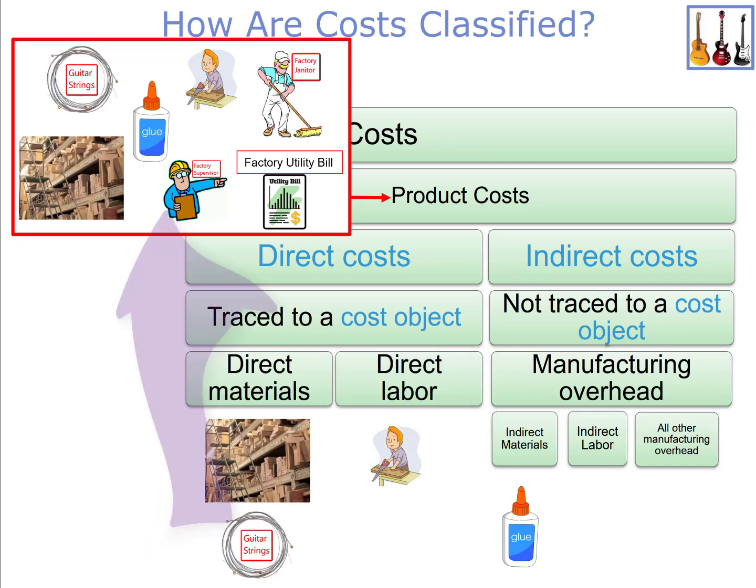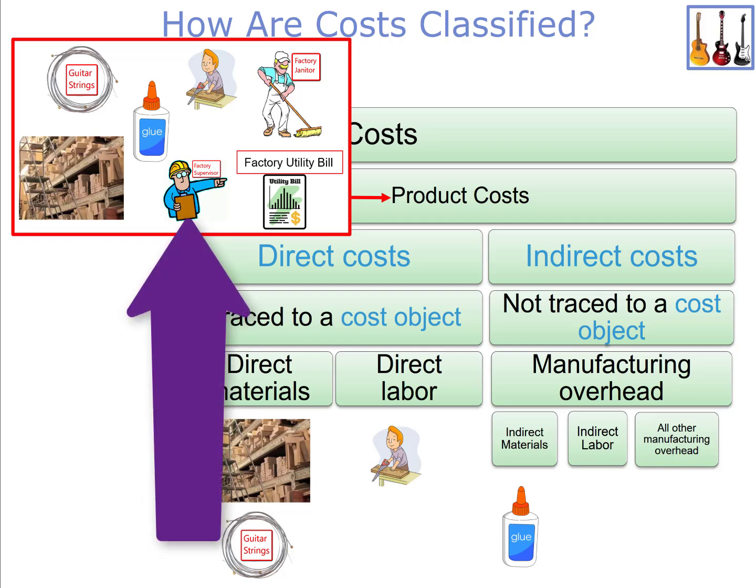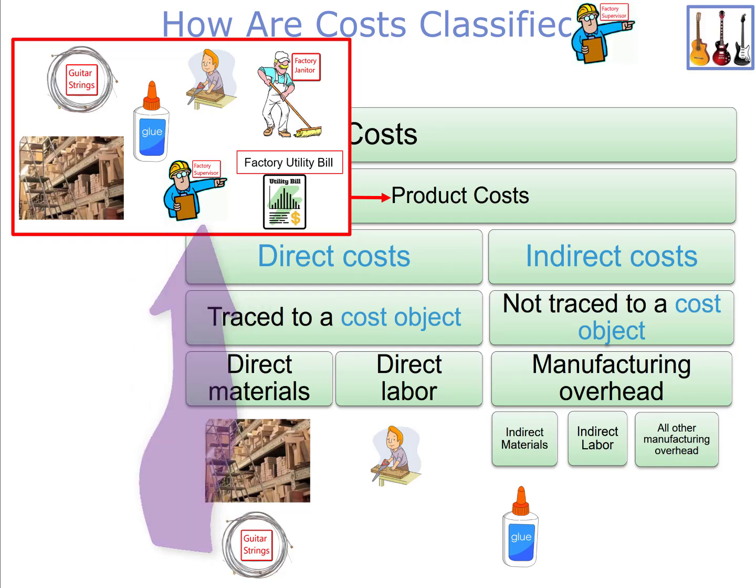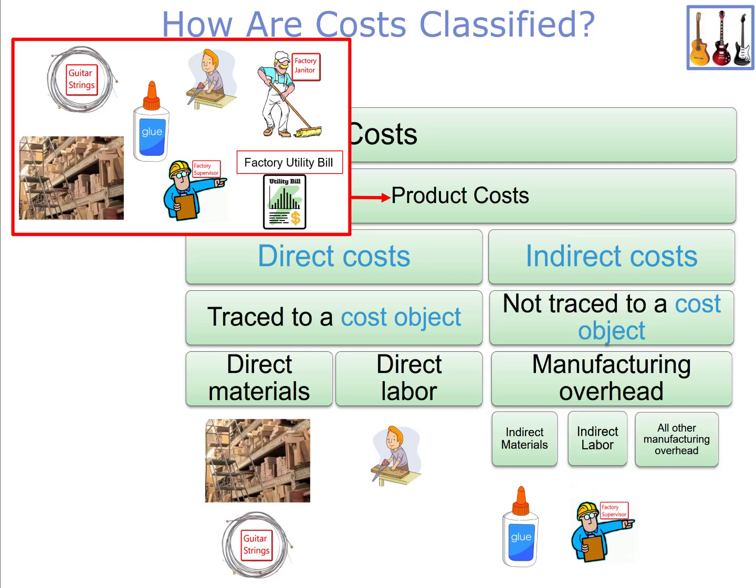How about the wages of the factory supervisor? The supervisor supervises the production of many different products, so his cost, his paycheck, is an indirect cost called manufacturing overhead. We could further classify it as indirect labor, which is a subcategory of manufacturing overhead.